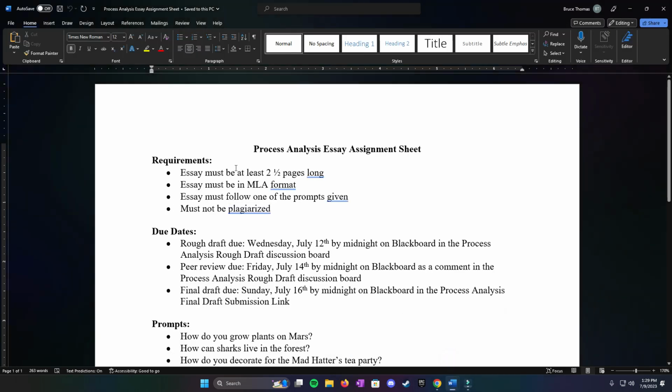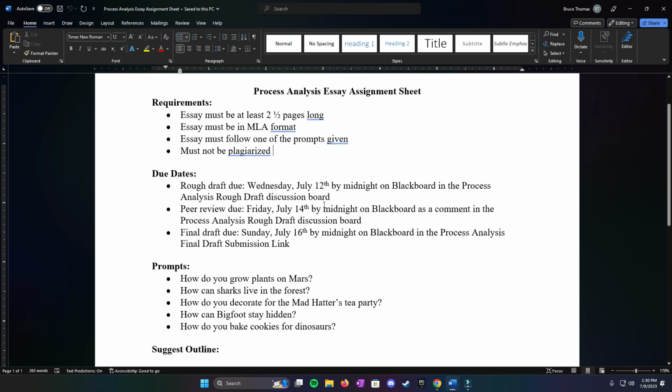So this essay must be at least 2.5 pages long. It must be in MLA format. It must follow one of the prompts given. Yes, it must follow one of the prompts that I give you. You cannot deviate. And it must not be plagiarized.